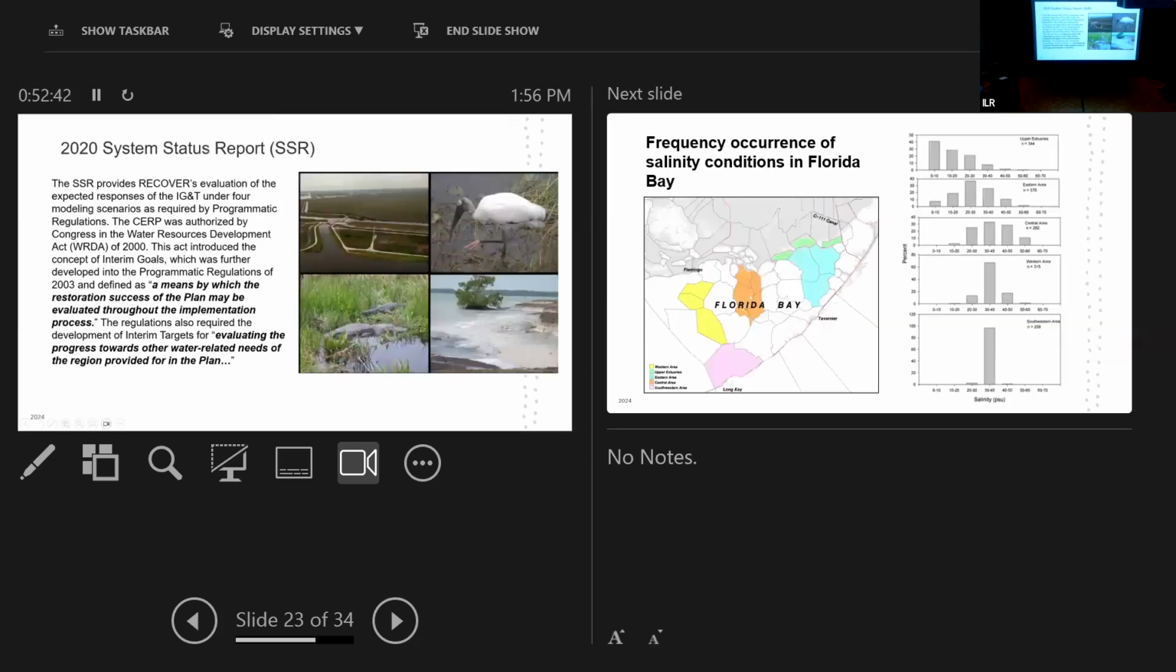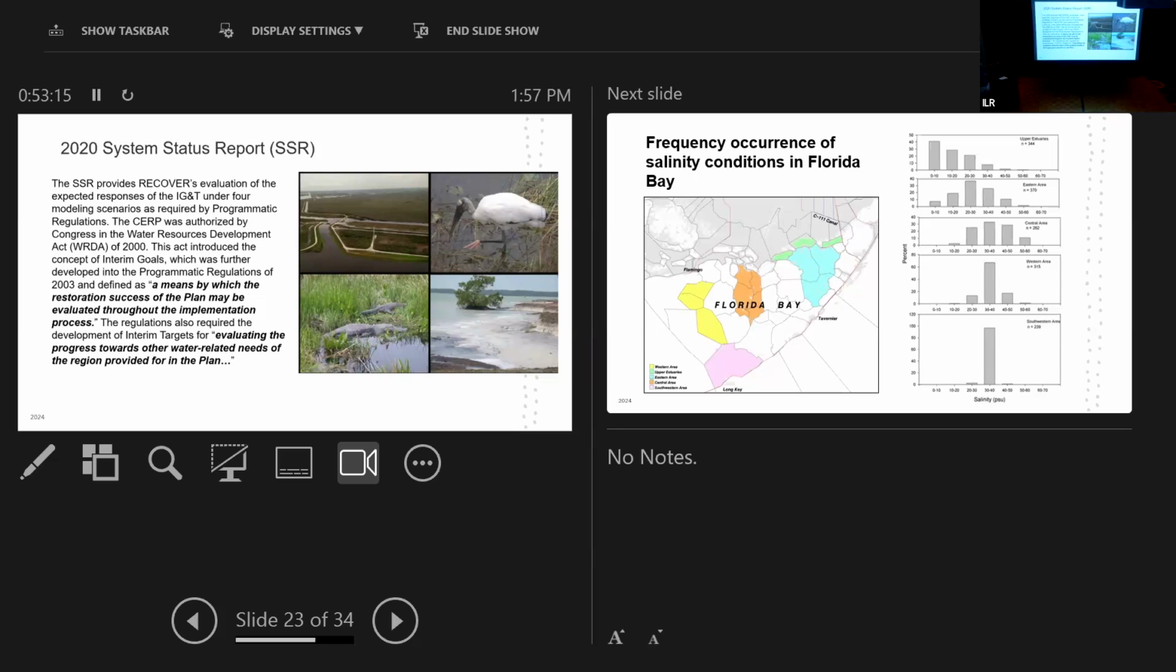Okay. So this is the 2020 System Status Report, that's the SSR that I talked about. This was in the Water Resources Development Act of 2000, that we had to do a status report on a regular basis, and it was determined to be every 5 years. I'm going to go through this in a minute. We developed interim goals and targets for the system, and how they did against those interim goals and targets.